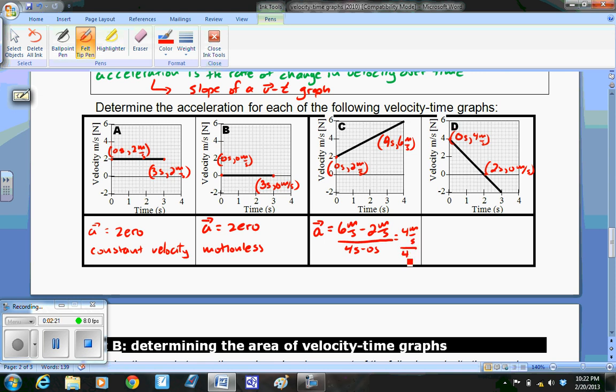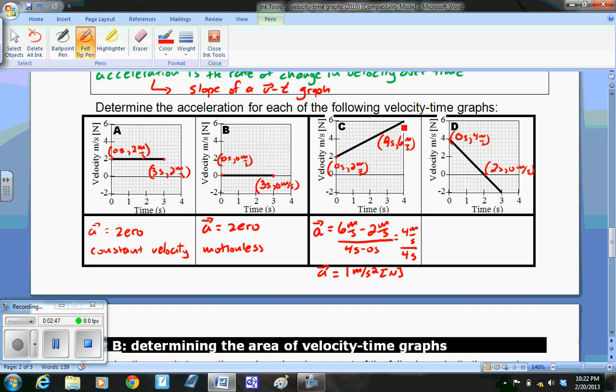over 4 seconds, which gives me a velocity, or sorry, an acceleration of 1 meter per second, or 1 meter per second squared towards the north. So in other words, every second my velocity is increasing by 1.5 meters per second towards the north.